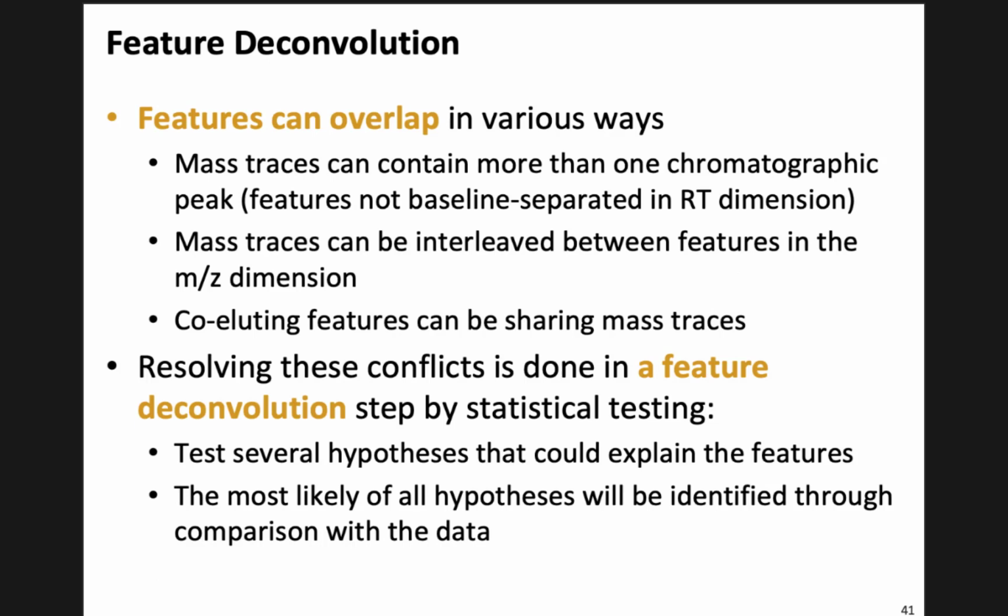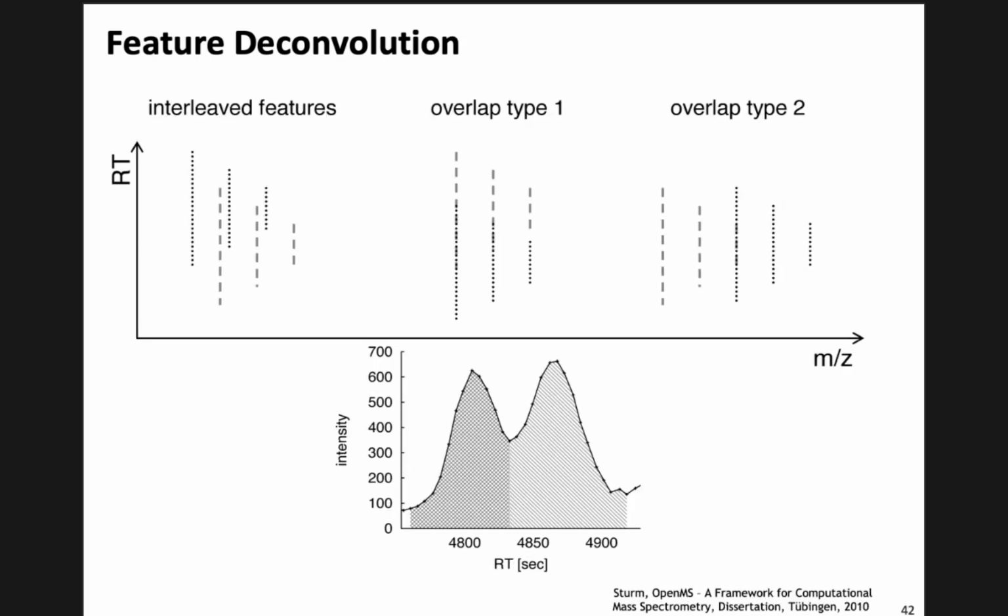Now, these mass traces, the examples I've shown you are kind of easy, but these mass traces can overlap in very naughty ways, and we need to be able to deal with that as well. Mass traces can contain more than one chromatographic peak. That means things are eluting in an overlapping fashion, but they can also be convoluted in other ways. So let me give you a couple examples.